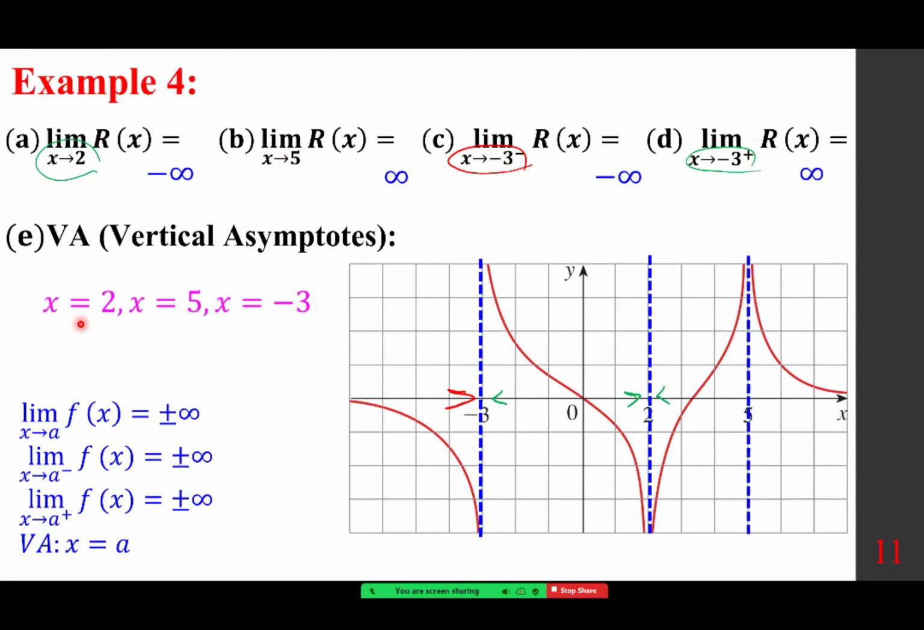So this x equals 2, this x equals 5. Both of them refer to this. So we're going to write them x equals negative 3, x equals 2, x equals 5. Those are our vertical asymptotes, everybody.